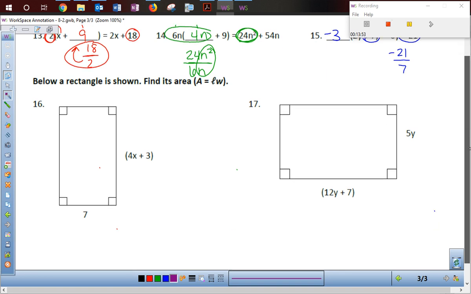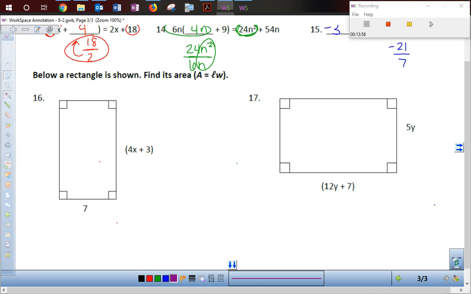Finally, on number 16 and 17, they give us a rectangle and they want us to find the area. They were nice enough to give us the formula. We just have to substitute in. So it says area equals length times width. Now the length and width of the rectangle don't really matter which one's which. I'm just going to choose. I'm going to let 7 be my length and 4x plus 3 be my width. So I'm going to substitute that in. If I say 7 is my length and 4x plus 3 is my width, to solve, I just have to distribute. So 7 times 4x gives me 28x, and 7 times 3 gives me 21.